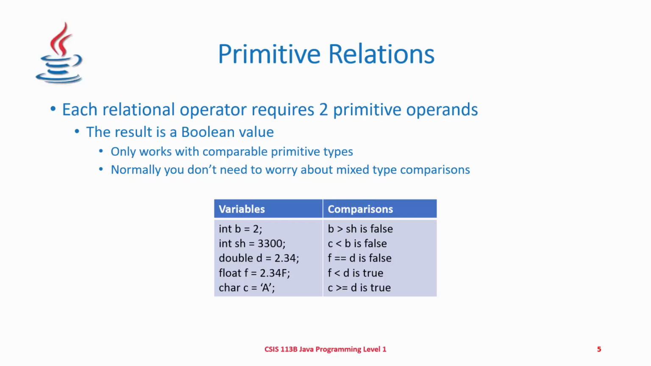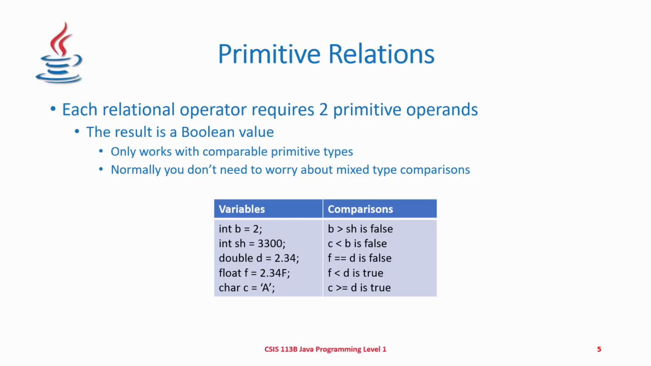In the chart at the bottom of this slide, you'll see we have two columns, variables and then the comparisons. So we've got an int b equal to 2, an int sh equal to 3300, a double d equal to 2.34, a float f equal to 2.34f, which means you're assigning it as a float value. You couldn't assign just 2.34 to a float f, you'd get an error. So you have to put the capital F at the end there to indicate that that's specifically a floating point value. And then char c is the capital letter A.